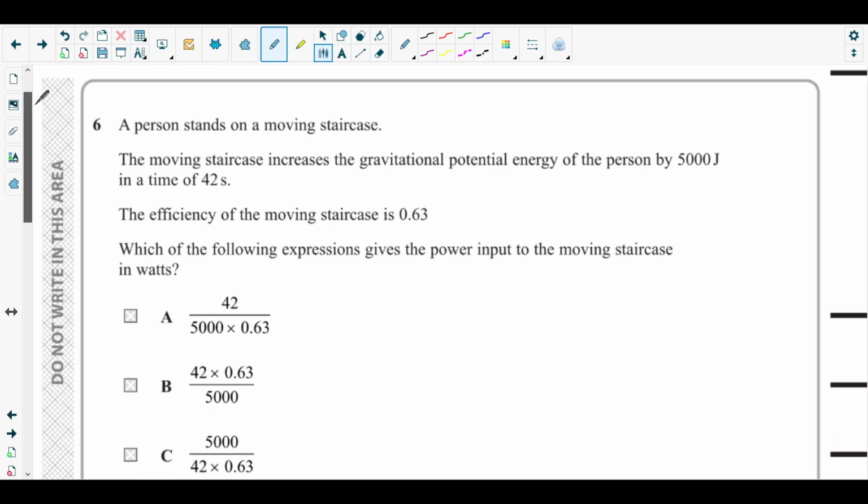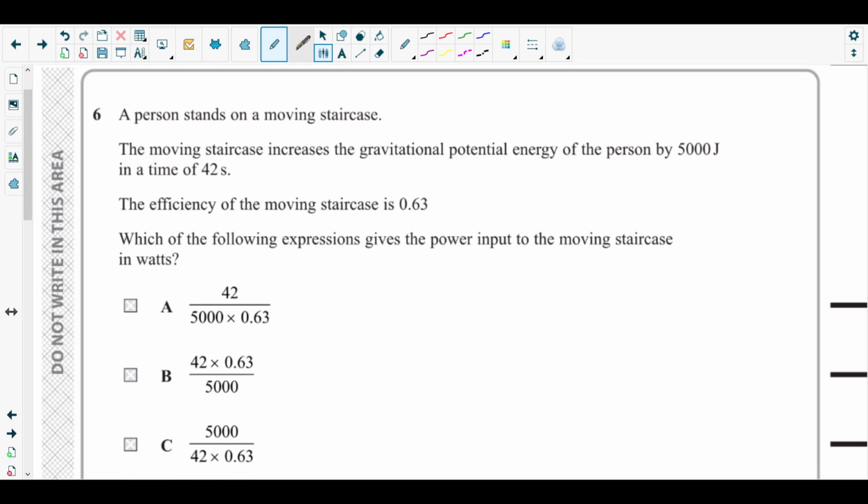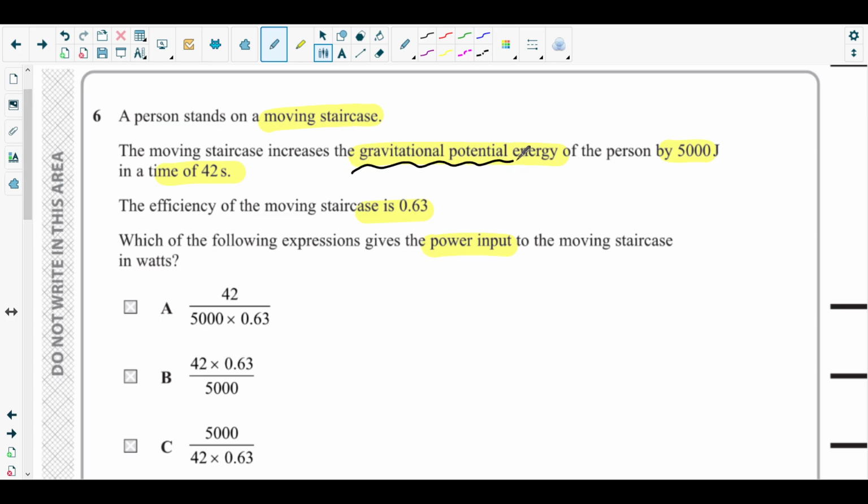Okay, next, question 6. In question 6, it says a person stands on a moving staircase. The moving staircase increases the gravitational potential energy, GPE, of the person by 5000 joule in a time of 42 seconds. The efficiency of the moving staircase is 0.63. Which of the following expressions gives the power input of the moving staircase in watts? Okay, so it increases the GPE by 5000 joule in a time of 42 seconds.